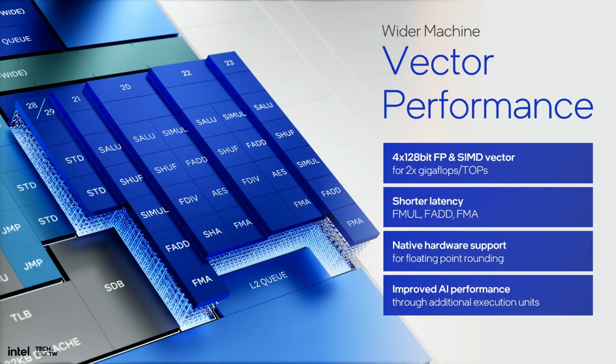So what this does is our theoretical peak, tops, flops, however you want to count it, is 2x the previous gen for these types of workloads. In addition, we cut latency. So FADD, FMUL, FMA. We're down to a 4-cycle FMA, which is pretty consistent with modern microarchitectures. We have more bandwidth, but shorter latency at the same time in Skymont.